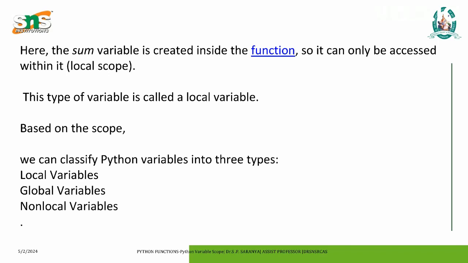That means local variables are accessible only inside the function in which they were initialized, whereas global variables are accessible throughout the program and inside every function. Non-local variables are used in nested functions only, where the local scope is not defined. This means that the variable can be neither in the local nor the global scope. This is called a non-local variable.